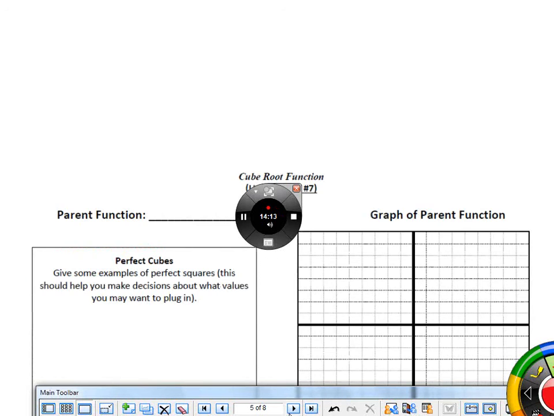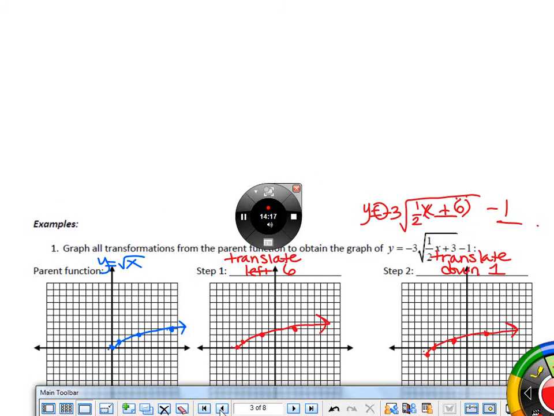All right, what else do we have to do? Okay, so we've done the +6, which was left 6, and the -1 was down 1. We've worked with this negative from the 3 that was a vertical reflection. So we still have the number 3 and the number 1/2 to deal with. So somebody tell me what we can do with one of those. John knows, but I know he knows. Ben?